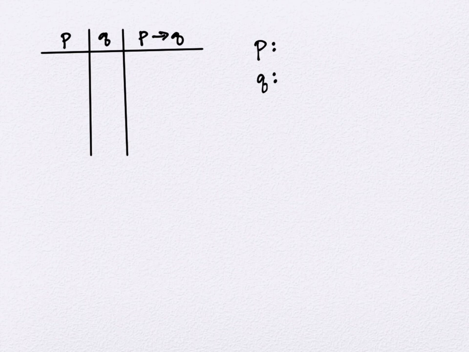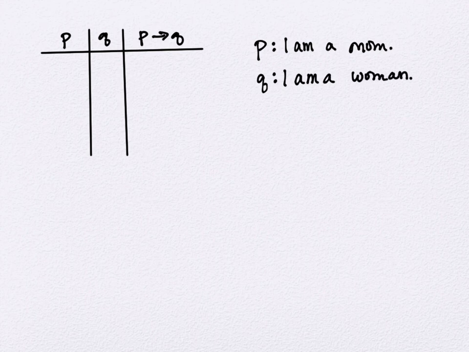Okay, so P is the statement, I am a mom. And Q is going to be the statement, I am a woman. You could use dad and man here too, it doesn't matter. We're just going to pick one. That's how I used mom and woman. Okay, so I need people standing in the hallway, so I have to think of them now. Who's going to stand in my hallway?